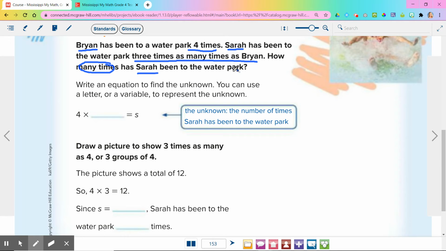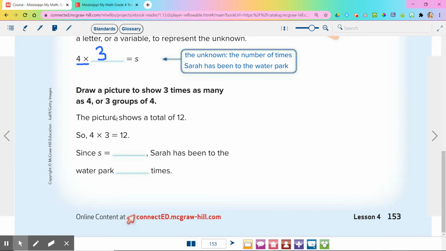So in order to solve this problem, we'd write an equation with a variable. So if Brian has been to the water park 4 times, that's where they got that from, we know that Sarah went 3 times as many times as Brian, so we would have to say 3 in our equation. 4 times 3 is going to give us the unknown, which is the number of times Sarah's been to the water park.